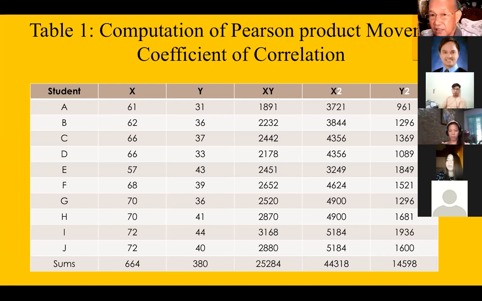So what does it mean? You square the Y values. Student A got a score of 31 in Y. 31 times 31 or 31 square is 961. 36 square is 1296. Then afterwards, you get the summation. Summation Y square is 14,598. My dear co-teachers, can you follow?